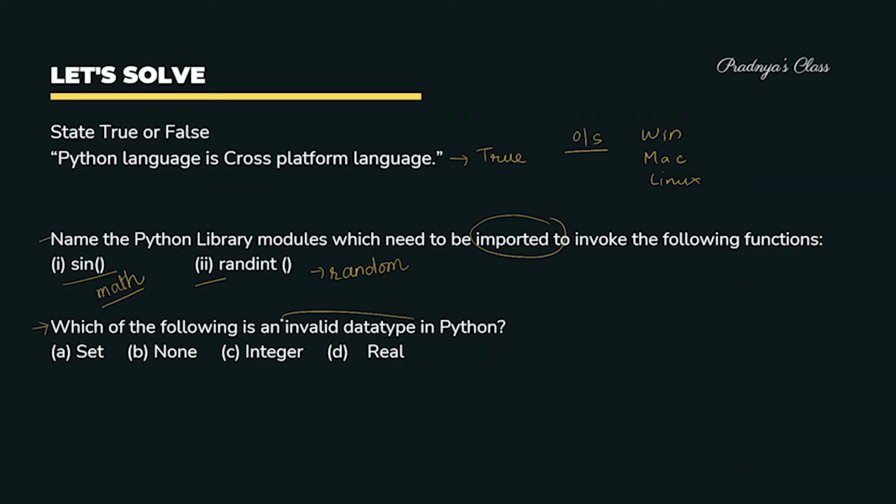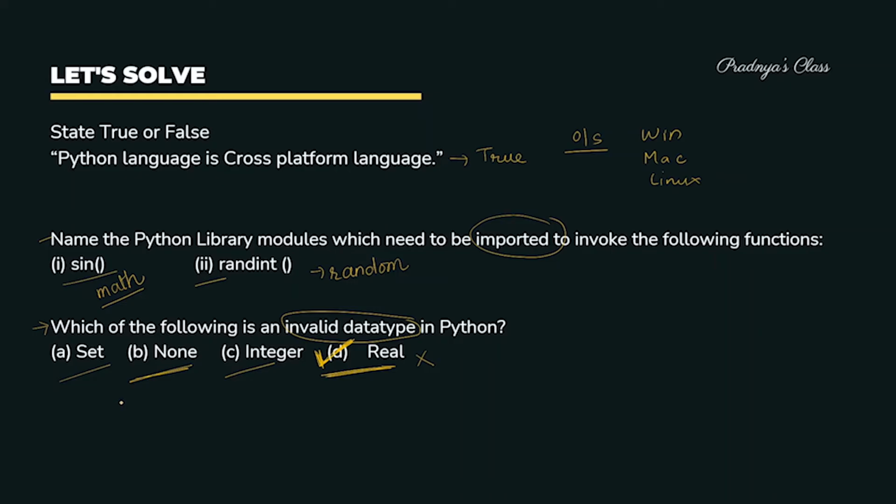We have to find out the invalid data type. So from the given options, set is a valid data type which is used to store the collection of values without duplicate entries. None is also a special literal which indicates the absence of value. Integer is also a valid data type which is used to store whole numbers without decimal point. But I did not see any data type like real. So this is an invalid data type. So the correct answer is D. This is not a valid data type in Python.